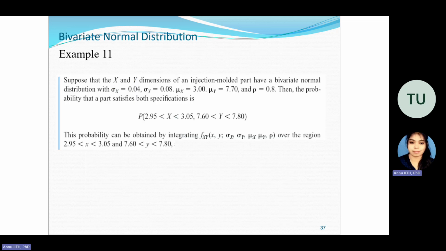Again, this is one of the problems, example 11. Suppose X and Y represent the induction motor part and have a bivariate normal distribution. Then what is the probability that a part satisfies both specifications? How will you calculate it? This probability can be obtained by integration. Unfortunately, there is often no closed form solution to probabilities involving a bivariate normal distribution. In this case, the integration must be done numerically. That you can do, okay?